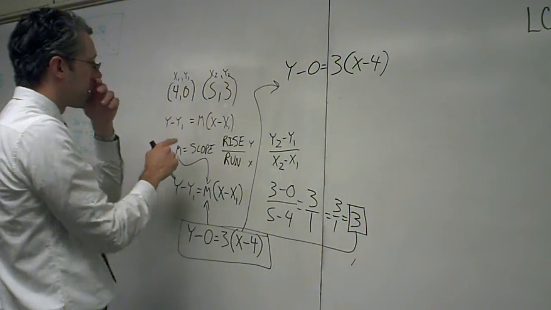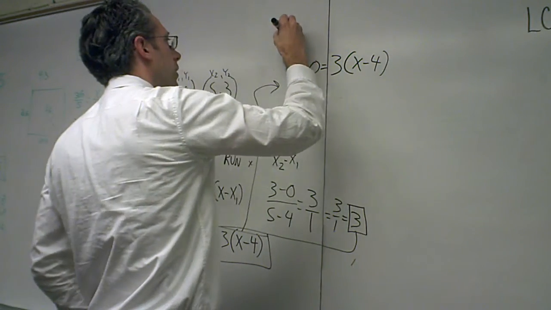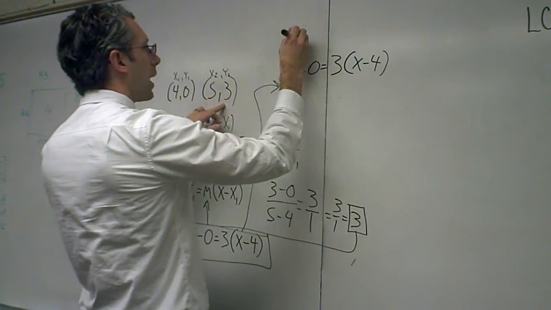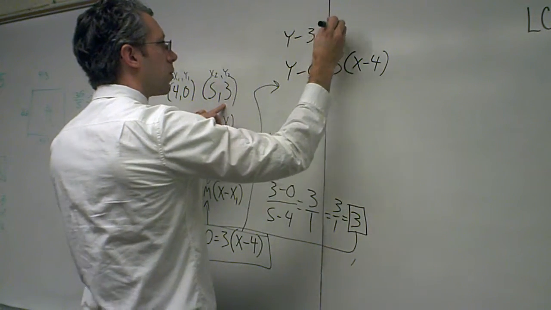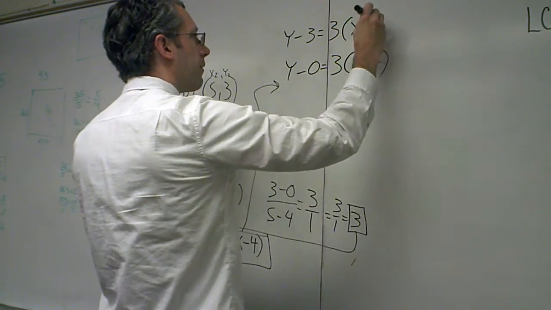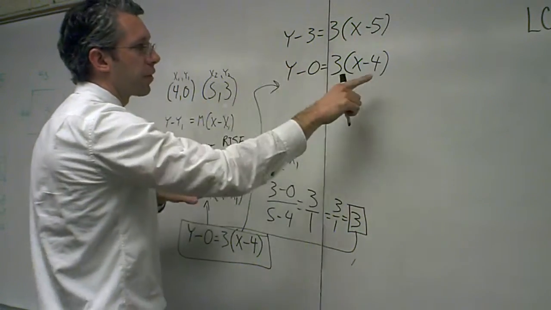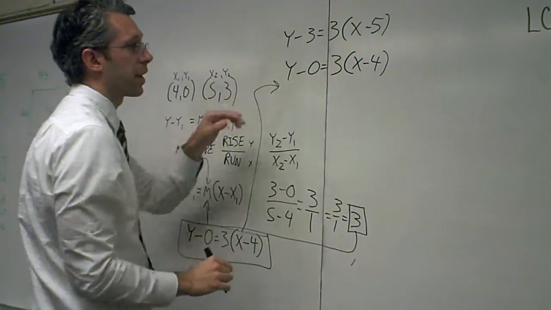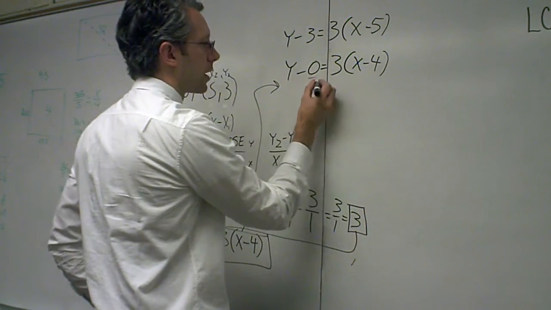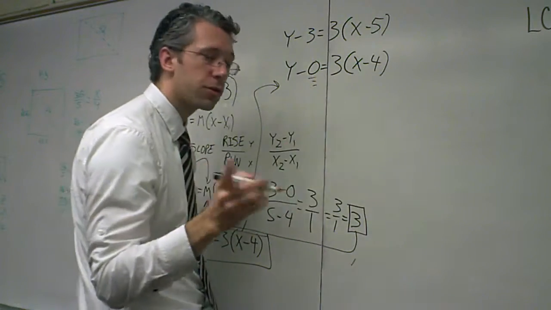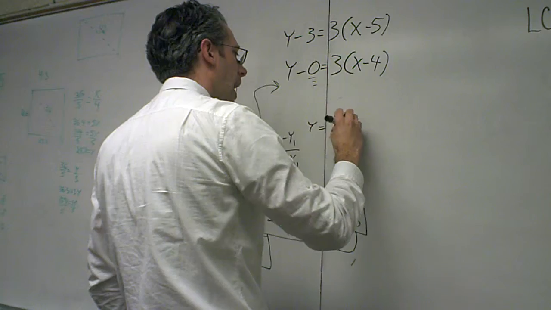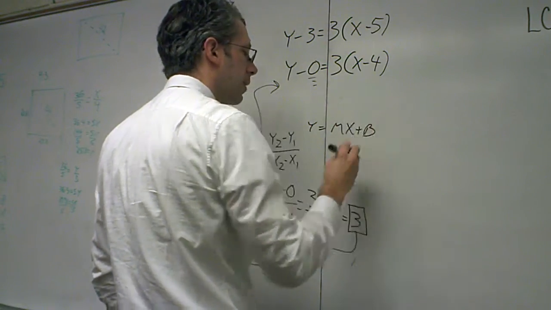Okay? The other way we could have got this answer is y minus 3 is equal to 3 times the quantity x minus 5. If you were to graph both of these in a calculator, they would both come out the same, so we can use either answer. I like this one though because it has the 0 in it here. Now this looks just like y equals mx plus b.